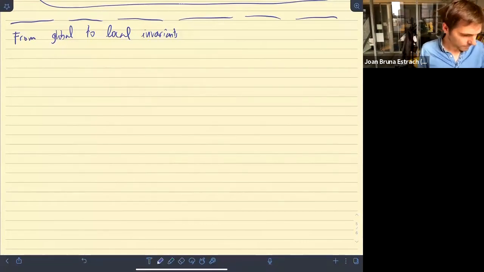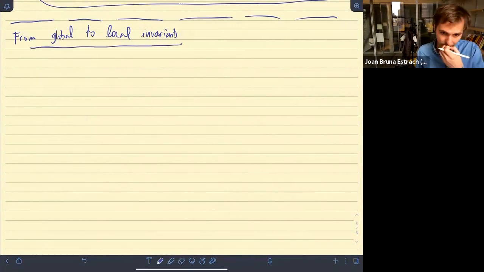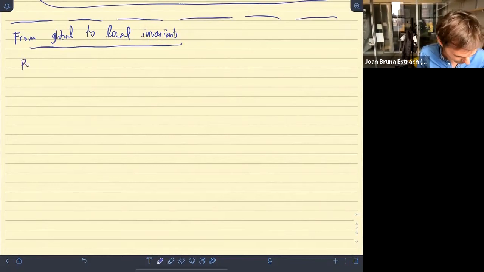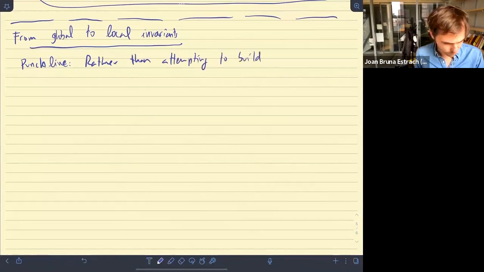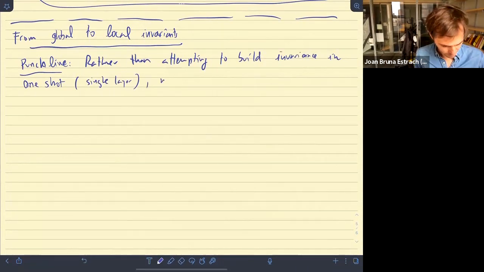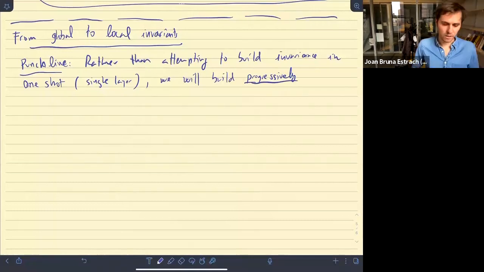All right. So if I had to describe the punchline of what will come next, we're going to spend some time developing an alternative, but basically, rather than attempting to build invariants in one shot, which is basically a single layer, as we did before, we will build them progressively. That's the punchline that we are going to develop today.